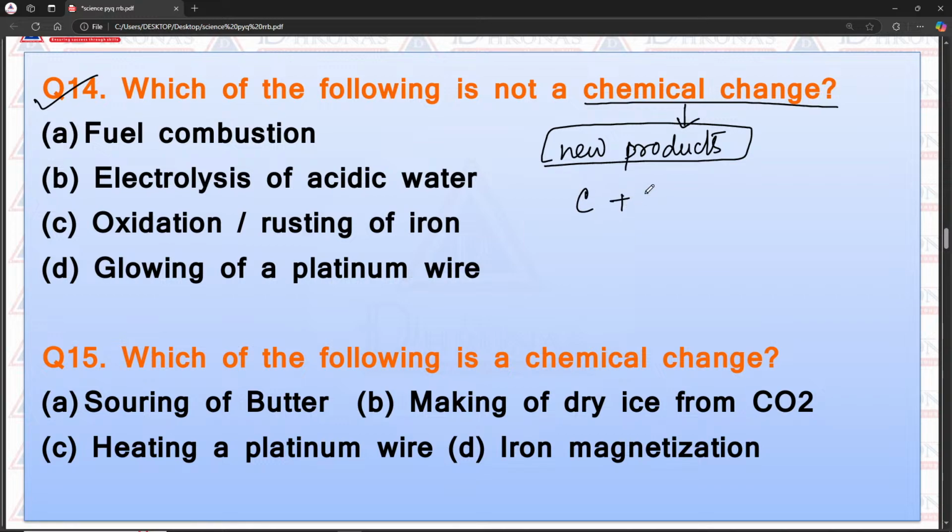Suppose you are reacting carbon and oxygen, then you will get CO2, carbon dioxide. So carbon and oxygen is totally different from carbon dioxide. Carbon dioxide is a compound, carbon is an element, oxygen is also a gaseous molecule, an element. So what change is it here? It is a chemical change. That means you are getting something new in a chemical change. And in this change, you cannot reverse back to the previous.